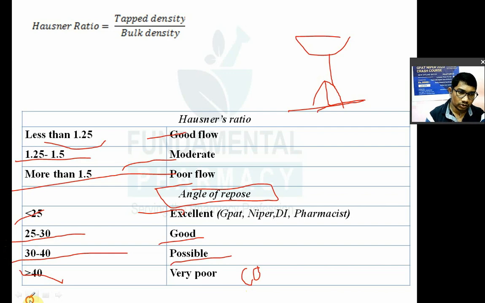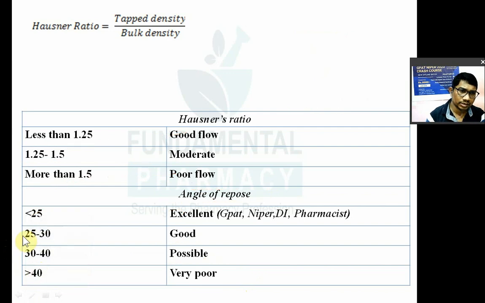So if angle of repose of powder is less than 25, excellent flow is there. If angle of repose of powder is between 25 to 30, good flow is there. If angle of repose of powder is between 30 to 40, it is a possible.